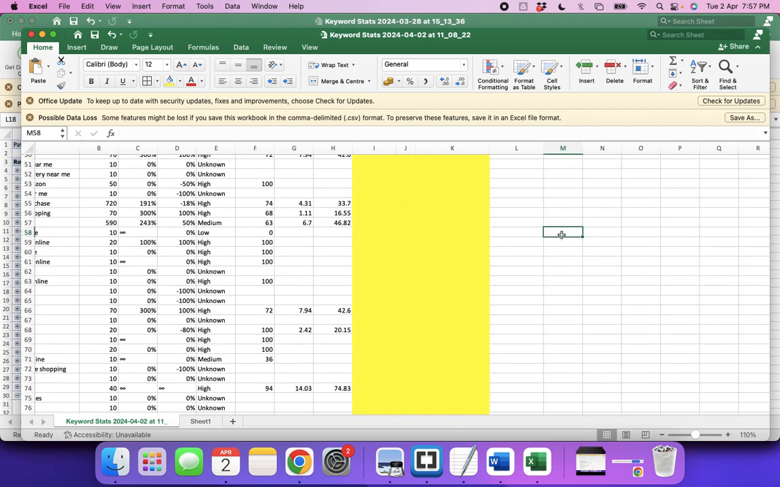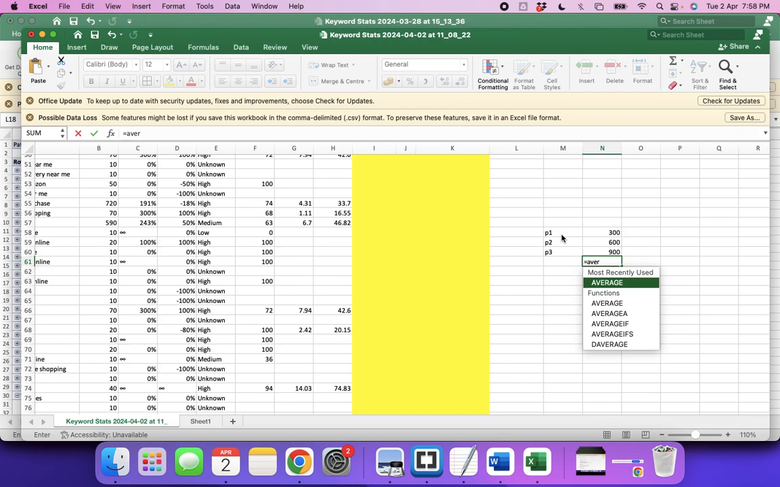I'll quickly show it here. Person 1 has purchased product worth 300 on the website. Person 2 has purchased product worth 600. Person 3 has purchased product worth 900. You know what will be the average? Average is 600.